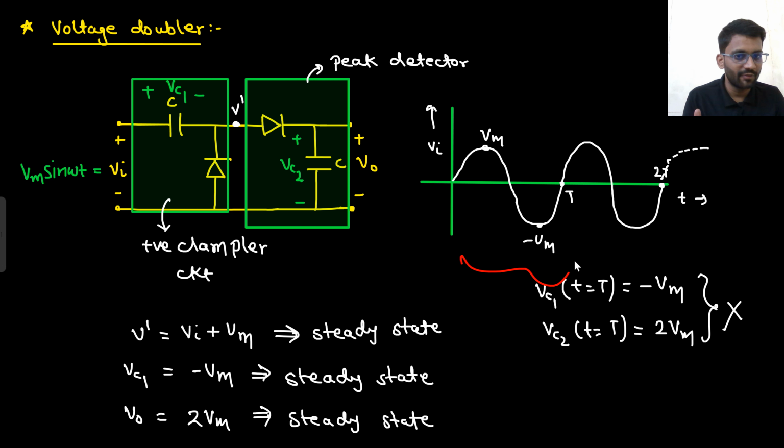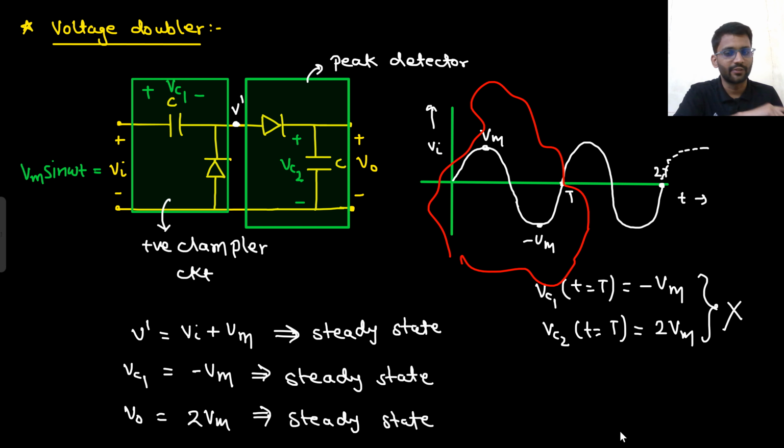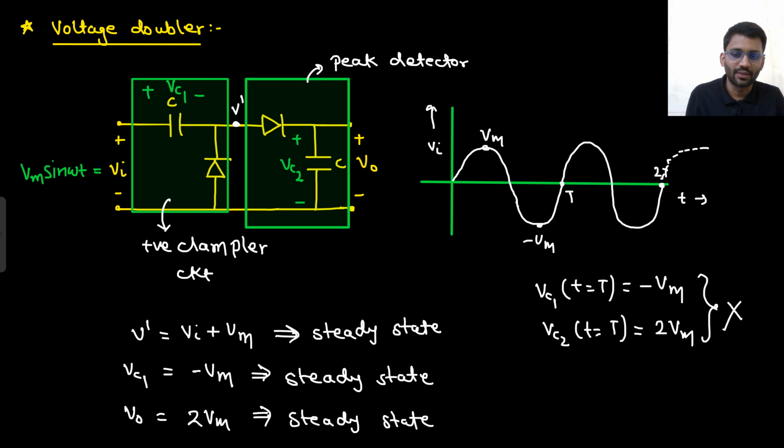What happens in one cycle we will see, but as a question in the next video, in the assignment. As a question we will find the value of Vc1 and V0, you can say Vc1 and V0 at time t equals T. Vc2 I am calling V0 only. So we will see that, but in the next video. Did you understand the point?